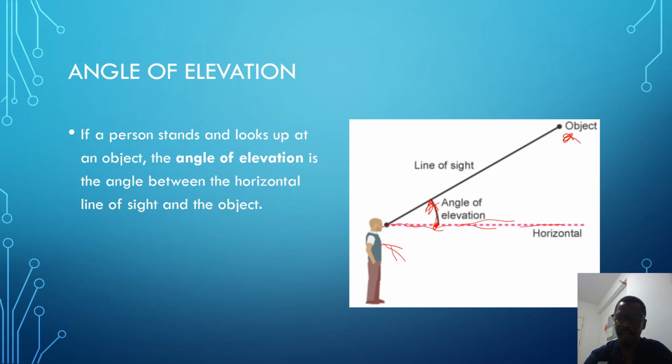In this case, this is where our object is. Pamene tikuyang'ana. So line imene iyo imene maso ako ayenda kukafika pa object is what we call line of sight. Yeah, so we have a horizontal line of sight and we have that actual line of sight. So the angle between them is what we call angle of elevation. I hope that is clear. Let's move on.